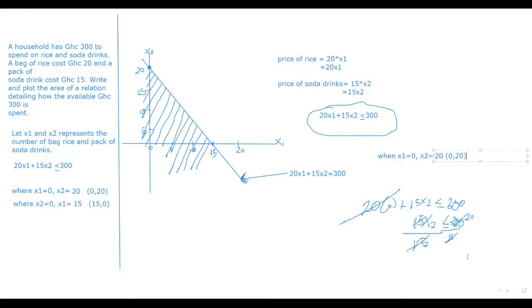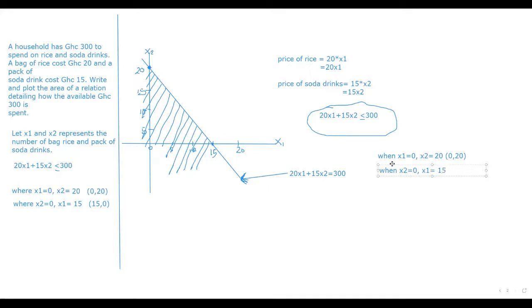You are going to follow the same method, the same procedure, to find the value of x1. So when x2 is 0, x1 becomes what? Following the same calculation, you get it to be 15. So your second coordinate will be 15, 0. Then you plot it. So the 0, 20 will be here. The first one will be here.